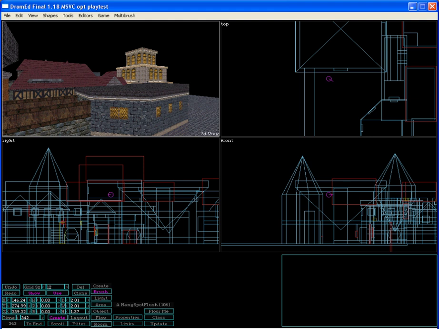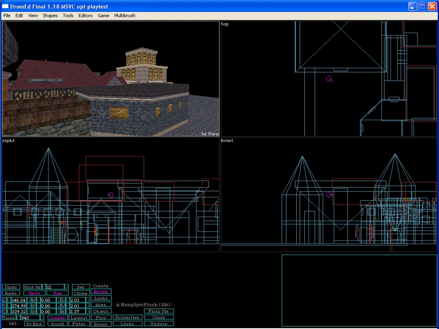DromEd. DromEd is the level editor for the Dark Engine. It was originally used in the design of Thief: The Dark Project, but after a petition from the fan community it was released to the public, as were later versions.